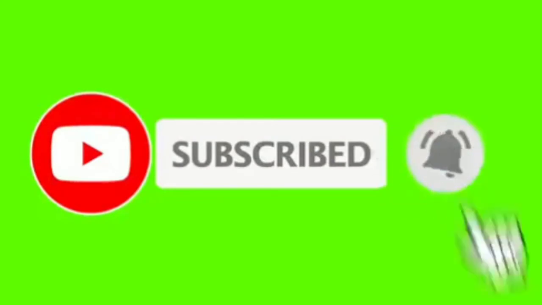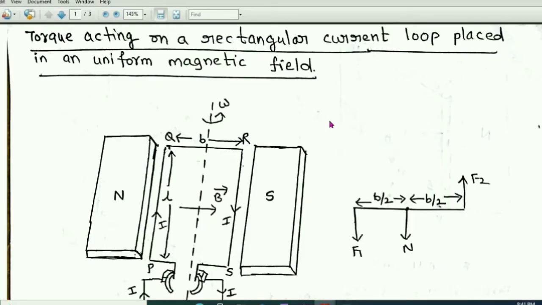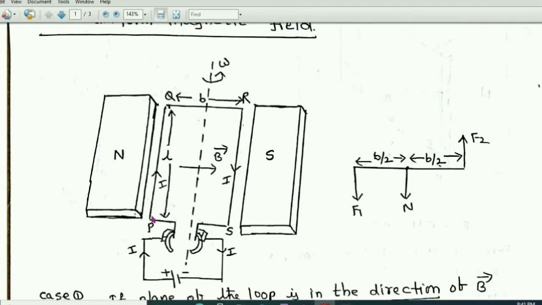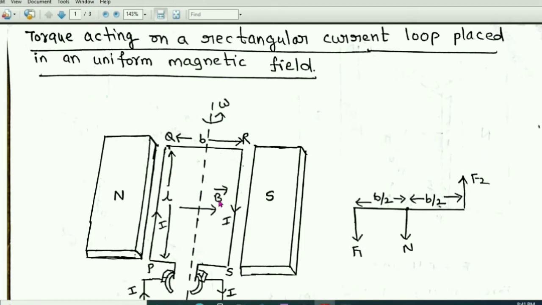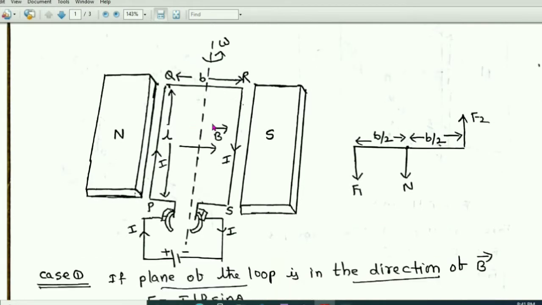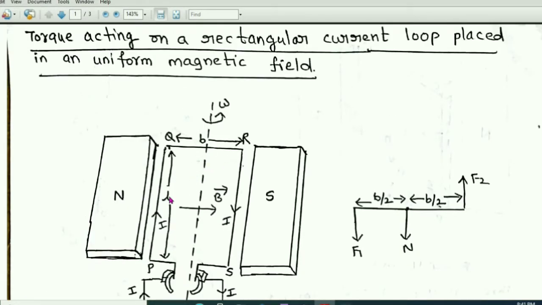In the video series on moving charges and magnetism, in this class I am going to explain the torque acting on a rectangular current loop placed in a uniform magnetic field. Whenever a rectangular current loop is placed in a uniform magnetic field, it experiences a torque. Due to that torque, the coil or the loop rotates. So let us obtain the expression for the torque experienced by this current loop placed in the uniform magnetic field.